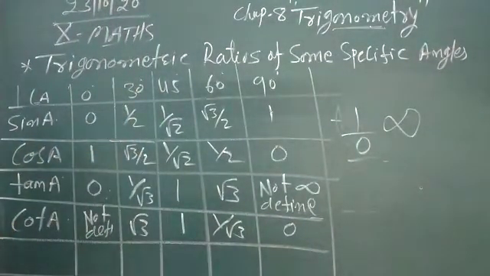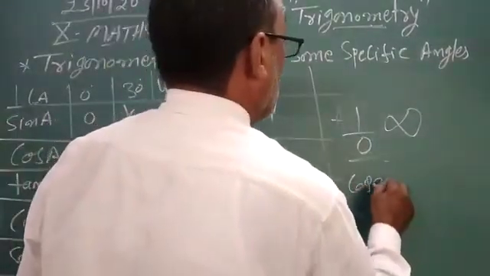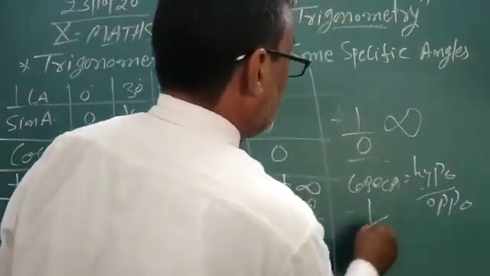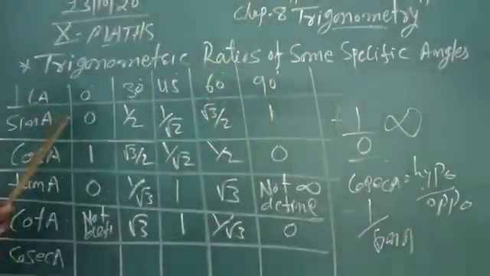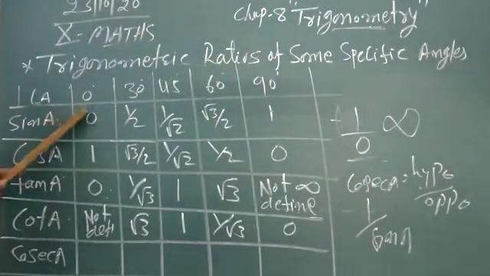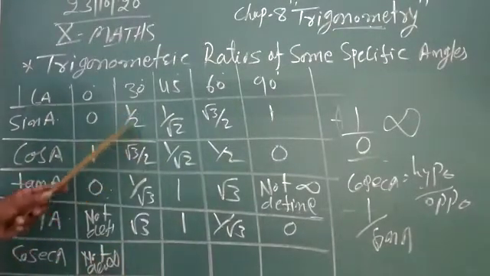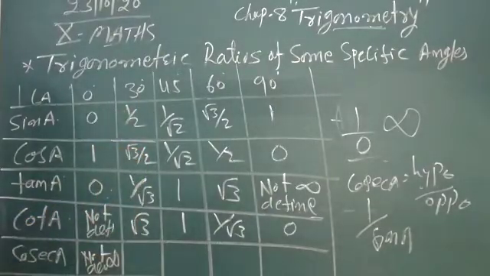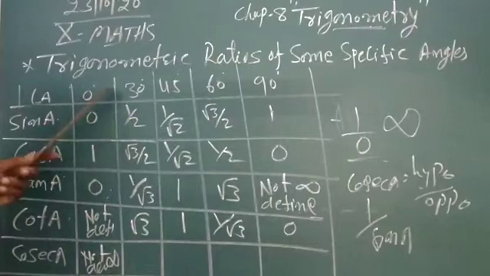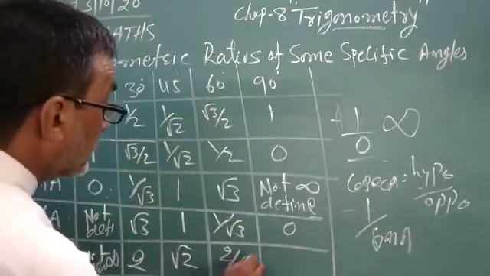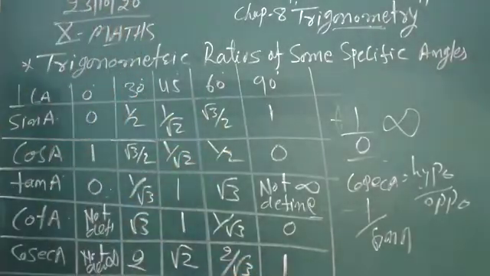Then sec and cosec. Suppose you write cosec first. Cosec A means hypotenuse upon opposite. Actually it is the inverse, 1 upon sine. So for 0 you write 1 upon 0, which is not defined. Then for 30, 1 upon 1 upon 2 is 2; for 45, root 2; for 60, 2 upon root 3; and for 90, 1 upon 1 means 1.